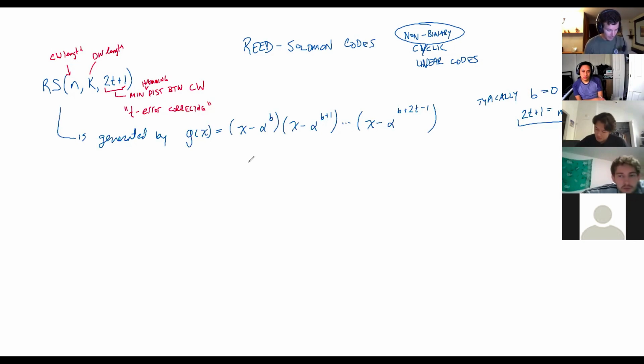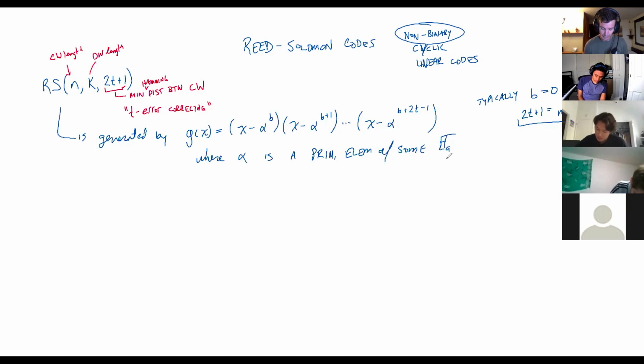Okay, so, and alpha, where I haven't told you what alpha is, a primitive element of some finite field of size q. Again, typically q is n plus 1, or another way to say this is that n is q minus 1.